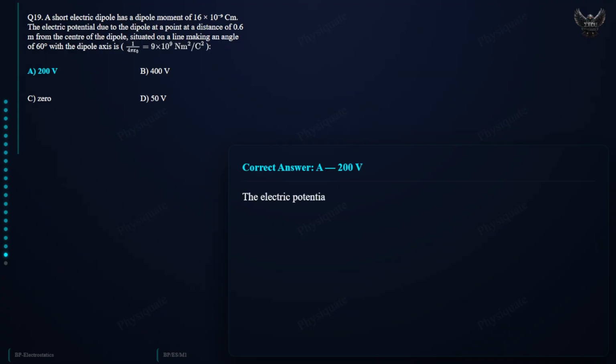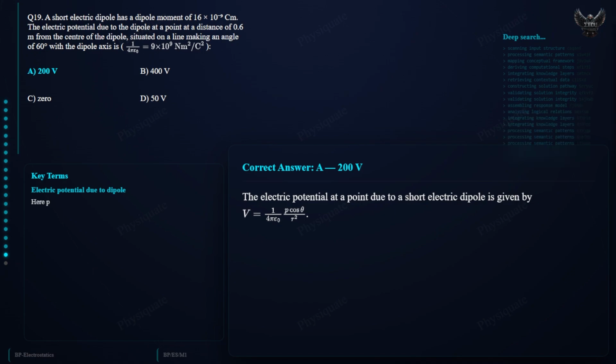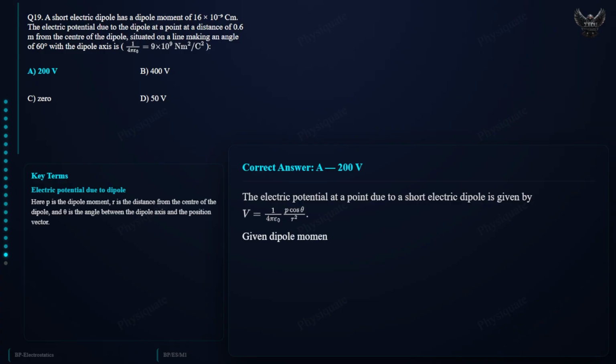The electric potential at a point due to a short electric dipole is given by V equals 1 divided by 4 pi epsilon 0 times p cos theta divided by r squared. Now let us consider the electric potential due to a dipole. Here p is the dipole moment, r is the distance from the center of the dipole, and theta is the angle between the dipole axis and the position vector. Given dipole moment p equals 16 times 10 to the power minus 9 C m, distance r equals 0.6 meter, and angle theta equals 60 degrees.